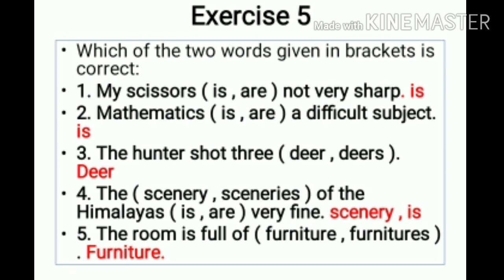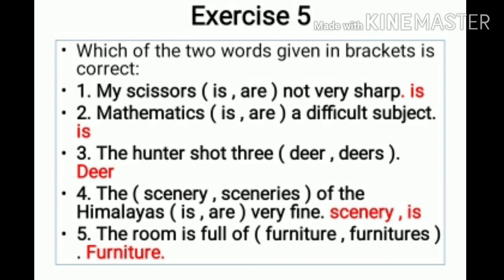Exercise 5. Which of the two words given in the bracket is correct? So you have to choose the correct verb from the bracket. So first one, my scissors dash not very sharp. Is or are, so your right answer will be is.